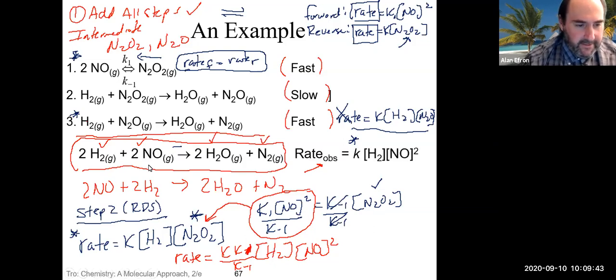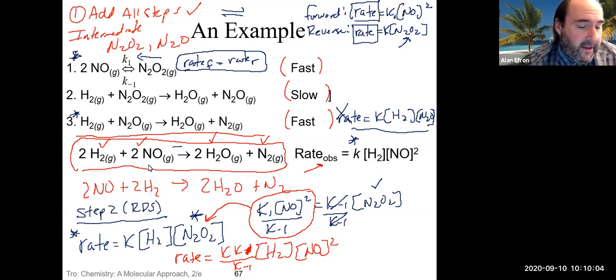Okay, so let's just kind of review. So I'm not sure where it cut off, but a reminder that what we're trying to do here is essentially take the rate determining step, not the mechanism, but the rate law for the rate determining step. And we want to compare it to the one found experimentally.